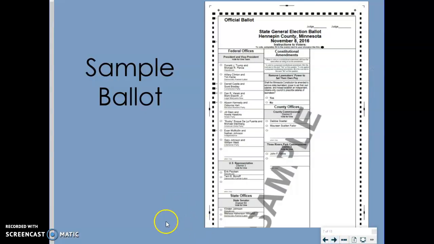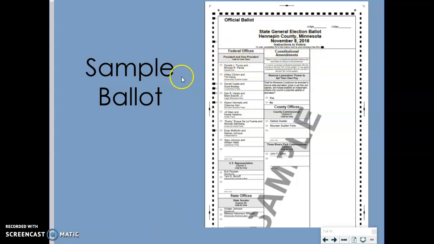When you go in to vote, you will see a ballot that looks something like this. You'll go in, you'll give them your name, they'll find you in the register book, you will sign your name next to your name and address so no one else can get a ballot. Everybody only gets one. They will hand you a ballot. This is the ballot from 2016. This is from Hennepin County, Minnesota.